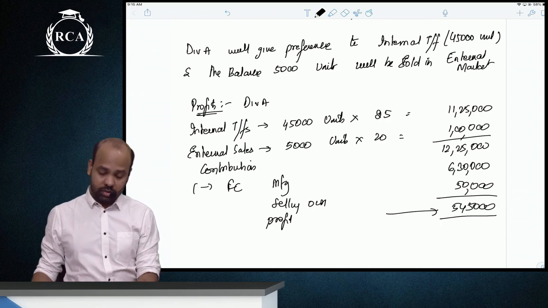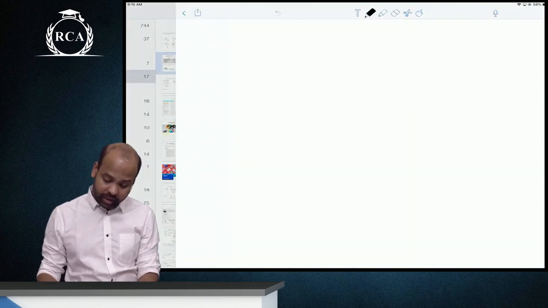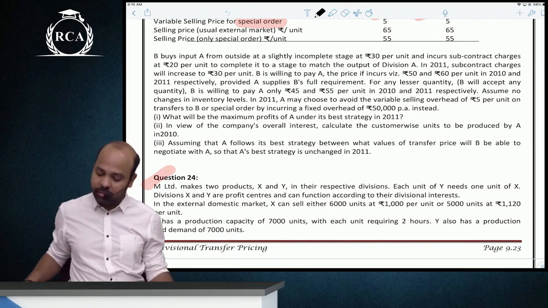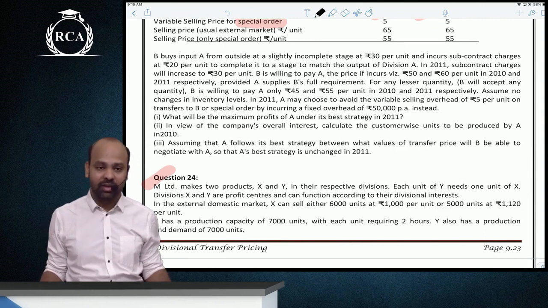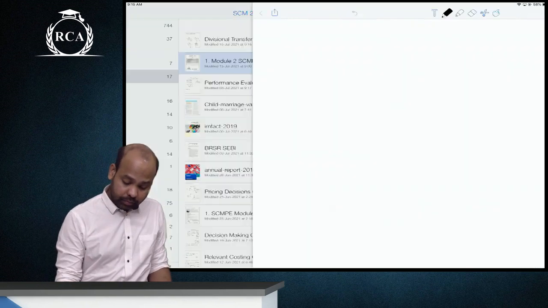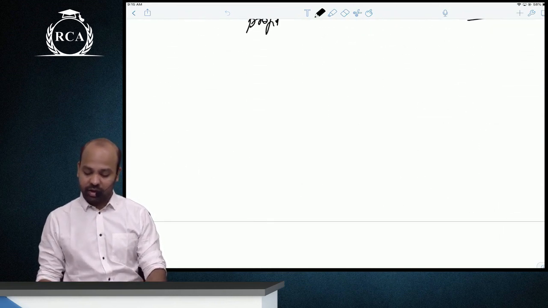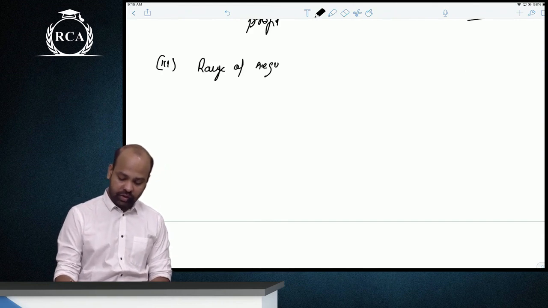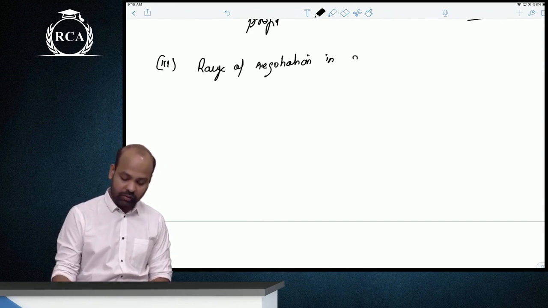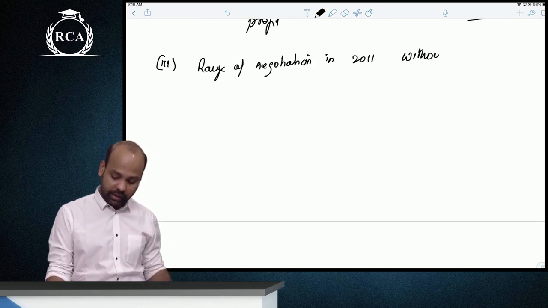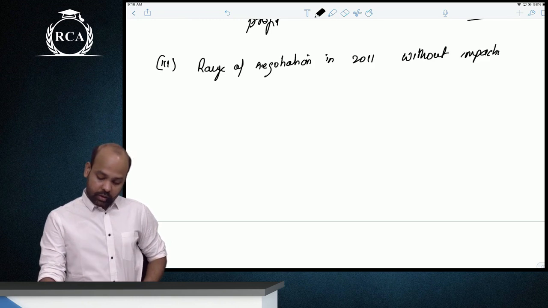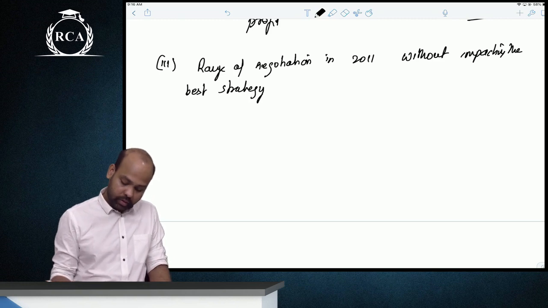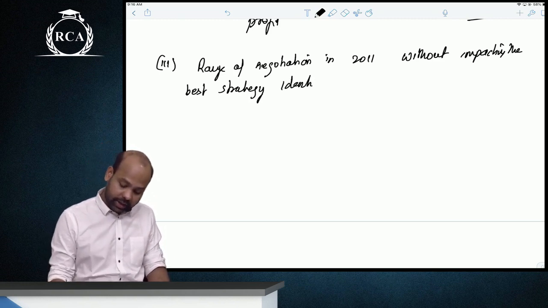Third bit, I hope you paused it and copied it. It says, assuming that A follows its best strategy, between what values of transfer price will B be able to negotiate with A, so that A's best strategy is unchanged in the year 2011. Now you want the range of negotiation in the year 2011, without impacting the best strategy identified in requirement 1.